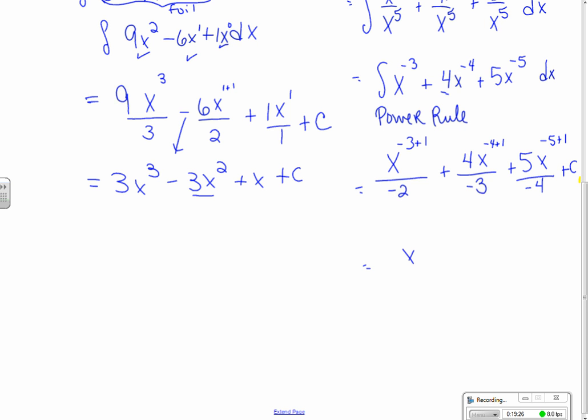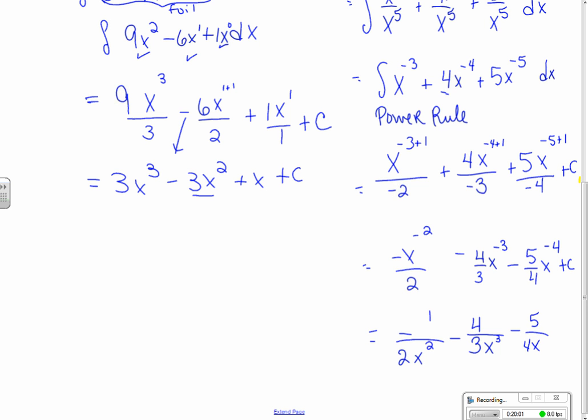So this will be x to the negative 2 divided by negative 2. I'm going to swing my negative up top. I'd have 4/3 x to the negative 3 minus 5/4 x to the negative 4 plus some constant. Final step, negative 1 over 2x squared. Now I'm just writing my exponents with positive exponents, so I'm moving them down below so that I can achieve the positive exponent in the denominator. Final answer.